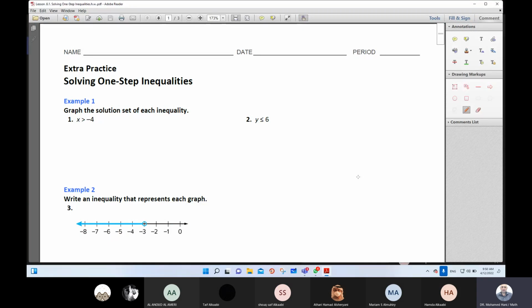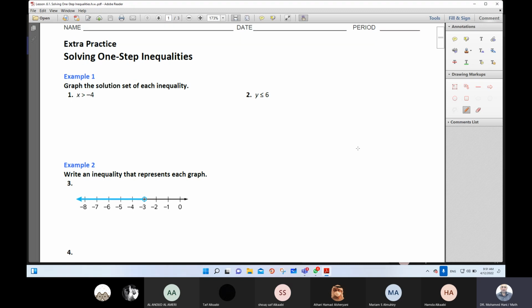Math grade 9 algebra 1. We are in module 6 lesson 1, solving one step inequalities. Today we want to continue our work. In this lesson we have extra practice. I will solve the first two exercises, then we will continue together. The question here: graph the solution set of each inequality.